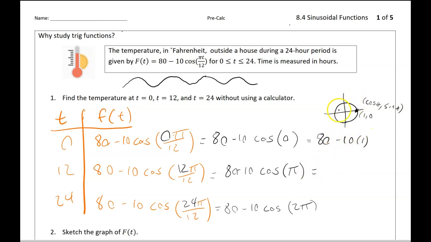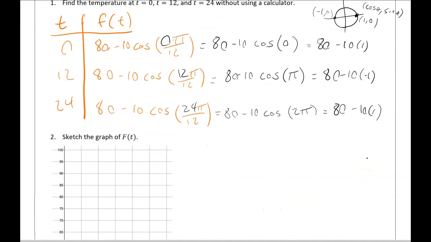And then here, cosine of pi, well, that's over here. That would be the point negative 1, comma 0. So this whole thing evaluates to negative 1. And then 2 pi, well, 2 pi is all the way around. So we're back here. That's 80 minus 10 times 1. So we pick some nice easy points to start with.